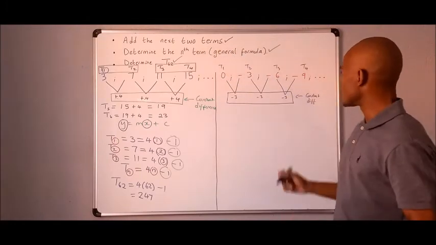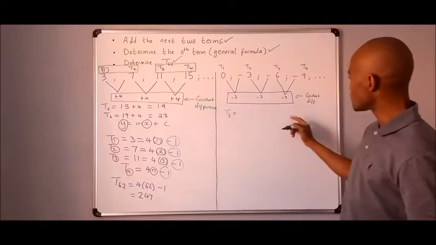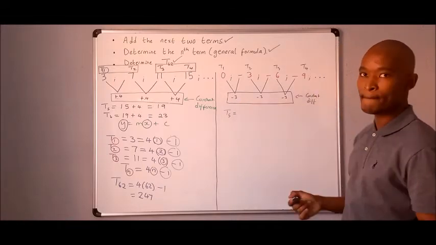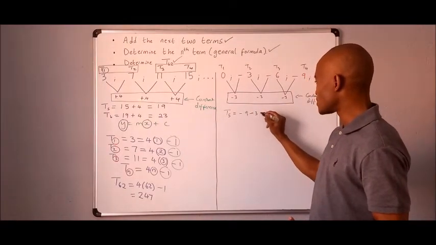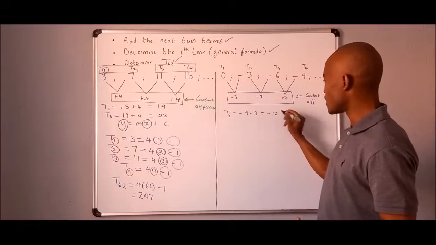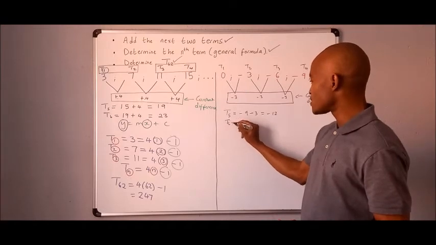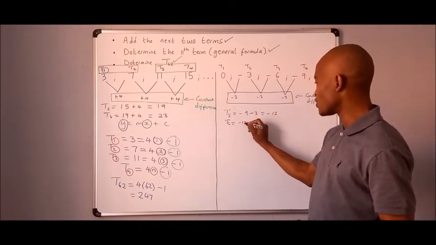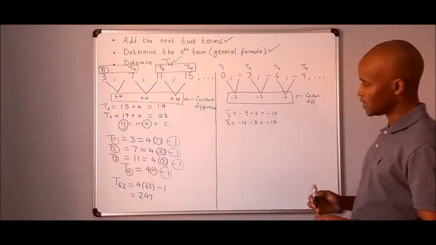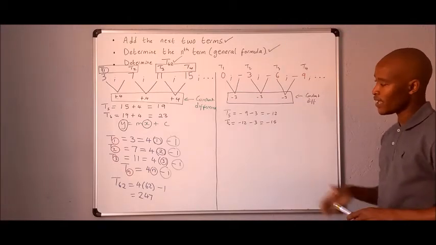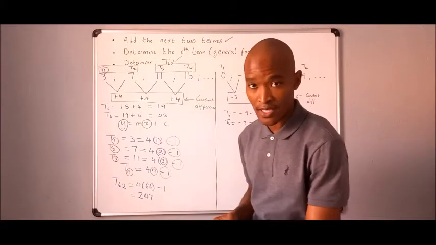Add the next two terms. We're at T4, now we want term 5. What is happening each time? We minus 3. So we're at negative 9. We minus 3. This gives us negative 12. And then term 6, we are at negative 12. We minus 3. This gives us negative 15. Okay, so we did add the next two terms. We know that we're dealing with a linear pattern and what the constant difference is.